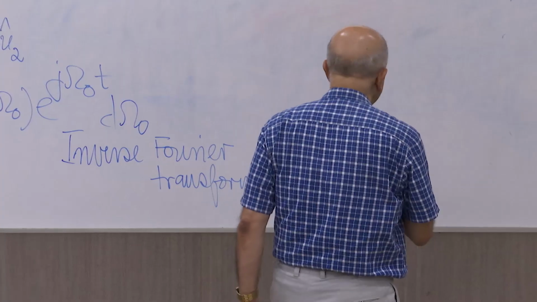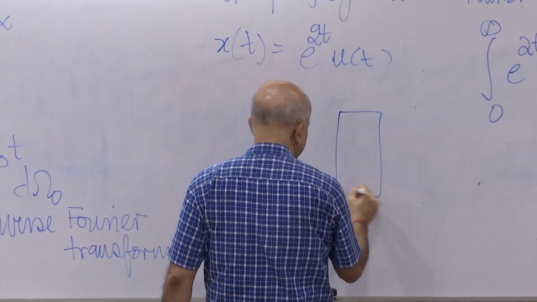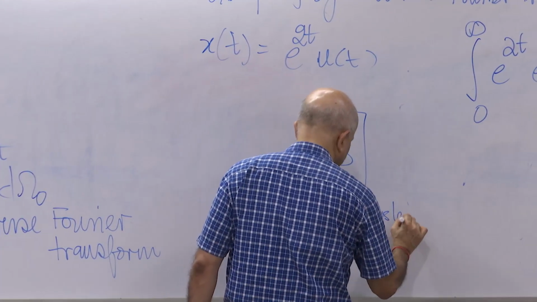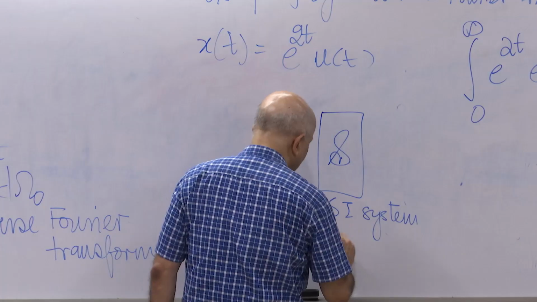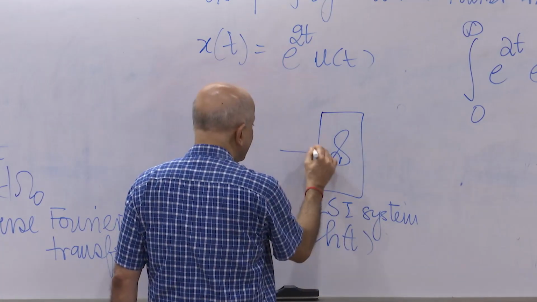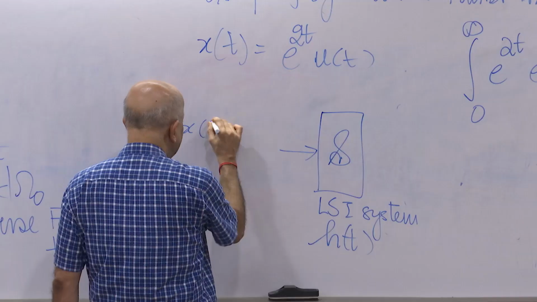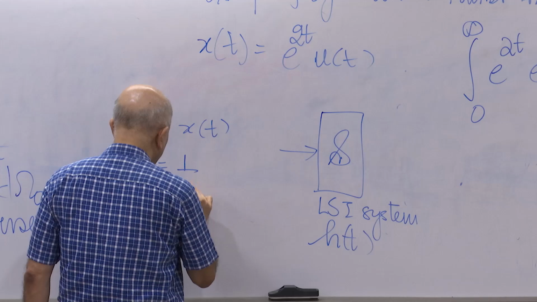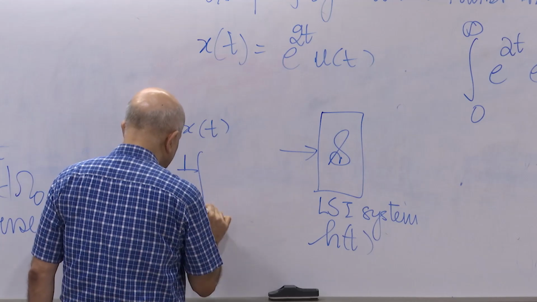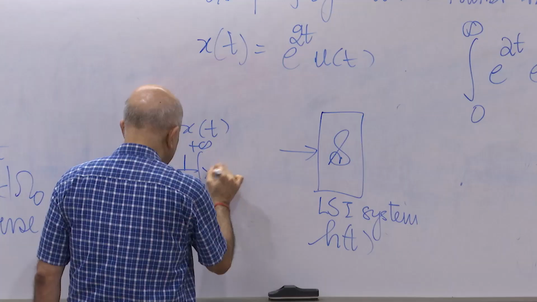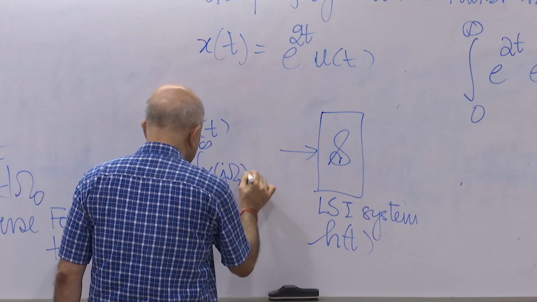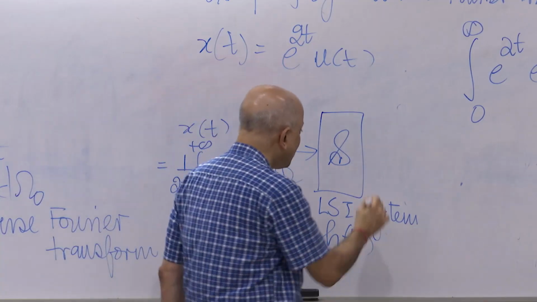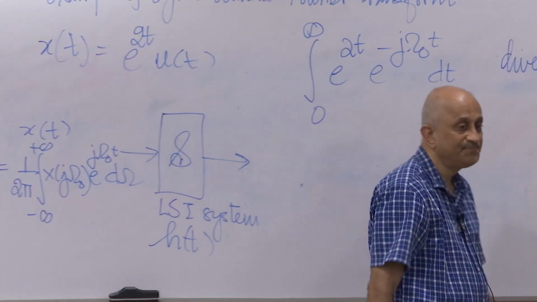Alright. Now, suppose you have a linear shift invariant system with an impulse response of h of t, and you give it the input x of t. Let's write x of t in terms of its Fourier transform: 1 by 2 pi integral from minus to plus infinity of X of j omega naught e raised to the power j omega naught t d omega naught. And we wish to find out the output.